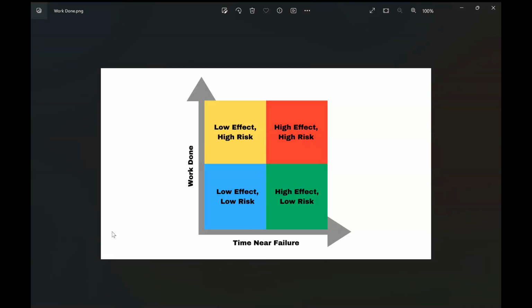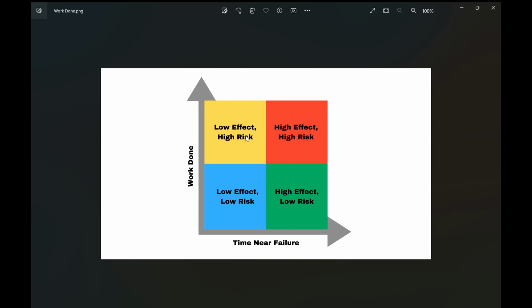So what we have here is a visual representation of some of the implications of the time near failure model concept. On the left side here, we have amount of work done. So that could be number of reps, number of sets. Down here, we have time near failure. So if we're doing very little work and spending very little time near failure, you can expect very little hypertrophic effect, but also very low risk. So someone who doesn't work out very much at all is going to be in this area. They're not going to grow. They're also not going to hurt themselves.